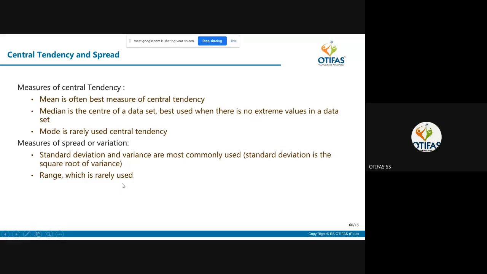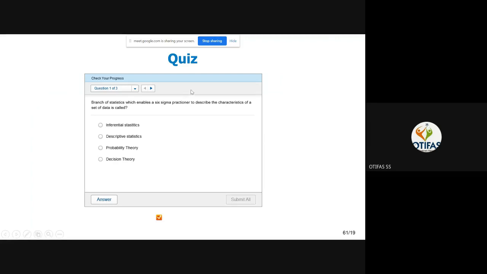What is range? You all know about the standard deviation. No, everybody knows it, standard deviation. What is range? Maximum minus minimum. Yes, highest value minus lowest value. Okay. So, two methods we can use for standard deviation. Now, what is this branch of statistics? It enables Six Sigma practitioners to describe characteristics of a set of data.